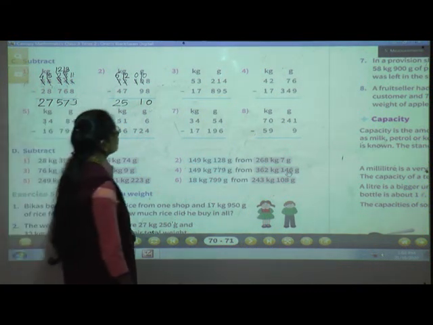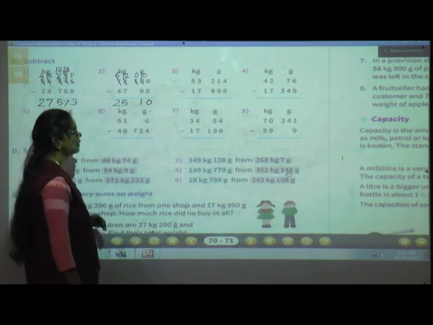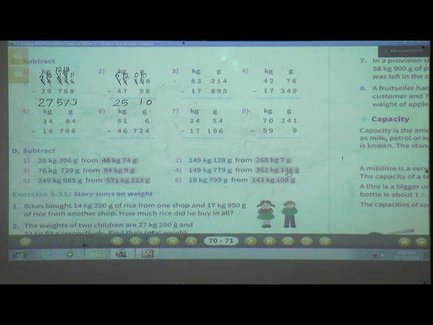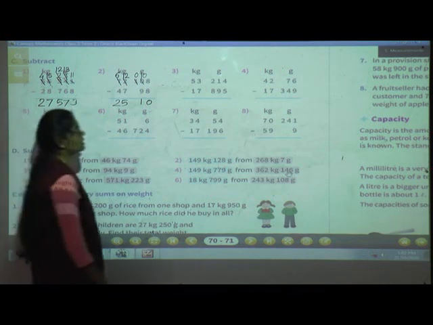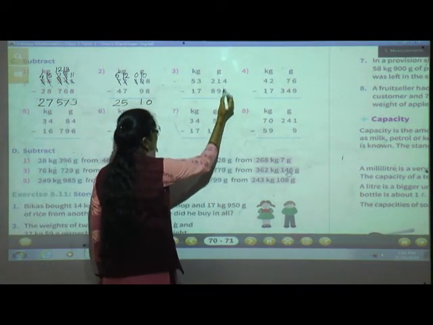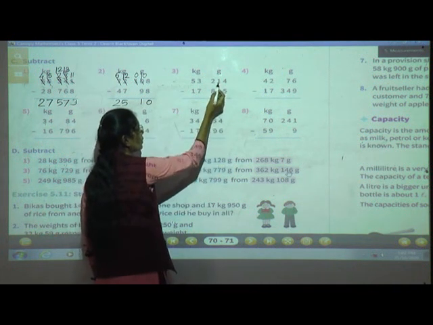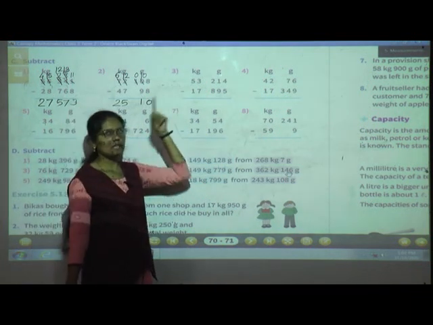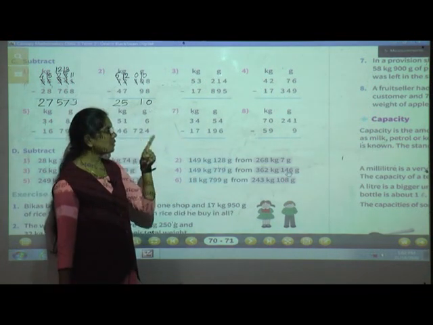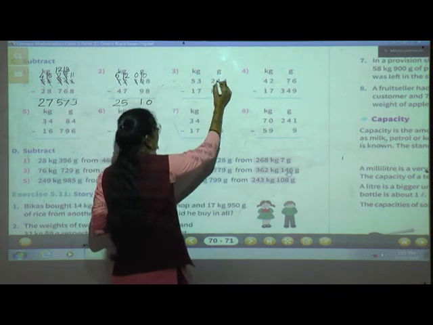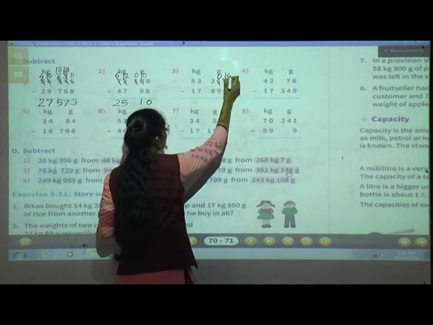Next example. 53 kilogram 214 gram minus 17 kilogram 895 gram. Start from the right side. 4 minus 5. Yes, here 4 minus 5 is not possible because 4 is smaller than 5. So what will we do? We will move to the neighbor. Here neighbor is having only 1. If we take one borrow from this neighbor, 1 minus 1, here 0 will remain. Okay. And this 4 will become 14.